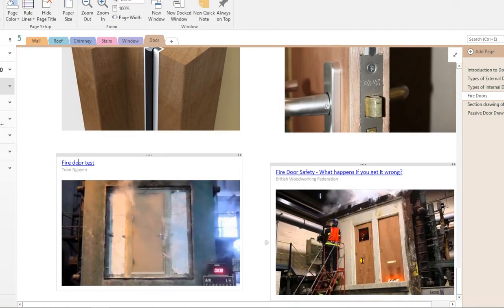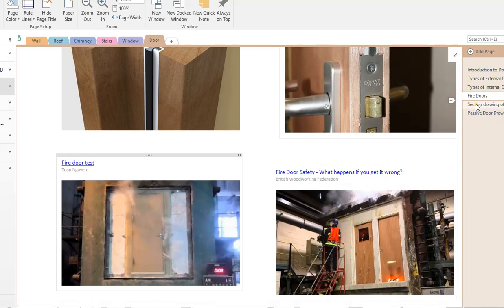Now there's another video here, for you to click into in your own time, to show you 3 fire doors, but 2 of them constructed incorrectly, and shows you what happens if you put in fire doors and they're not constructed properly. This video can be looked at in your own time.